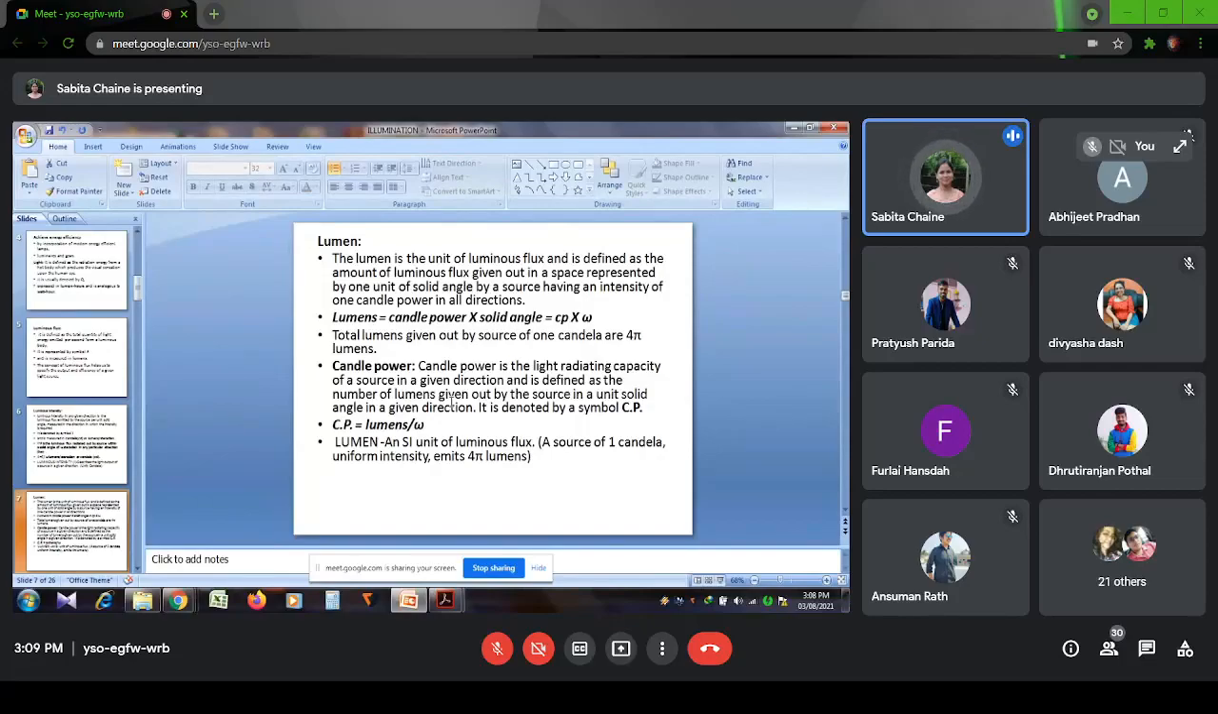Don't confuse intensity and flux density: luminous flux and luminous intensity. Okay. So all of you define a lumen, then you go for the candela power. That is candela. Candela is also defined as the candela power.